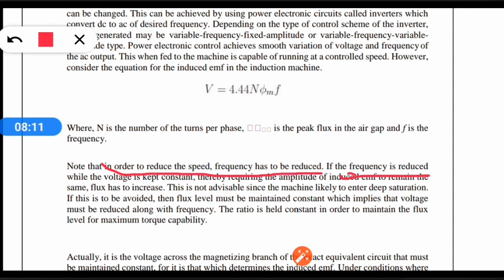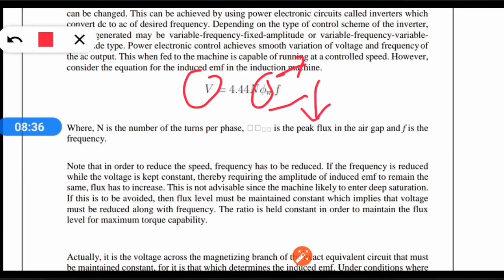Now if the frequency is reduced and the voltage is kept constant, then what will happen? If the voltage is kept constant, it thereby requires a change in the amplitude of flux. If frequency is changing, voltage is kept fixed, then this flux will try to change. Suppose we are reducing the speed, so we are reducing the frequency, then to keep the voltage constant we require the flux to be increased, and this creates some problem, because if the flux is increased then the machine is likely to enter into deep saturation, which should be avoided.